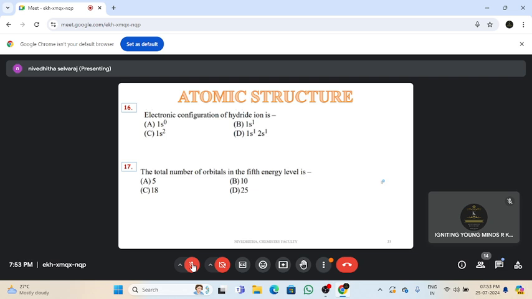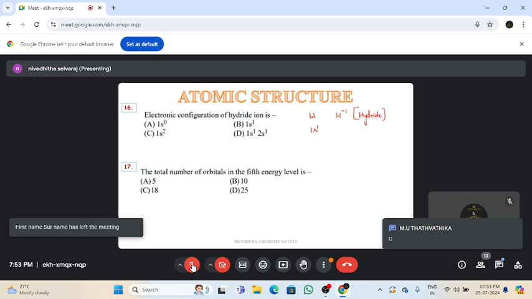What is the electronic configuration of hydride ion? What is hydride ion? What is hydrogen? It is basically H, right? And what is the electronic configuration of hydrogen? It is 1s1, right? So hydride ion is nothing but H minus 1. So there is an extra electron in hydrogen. So what is the configuration of hydride ion?